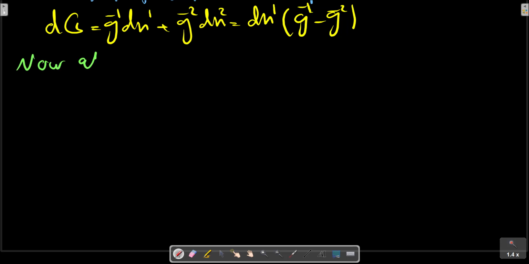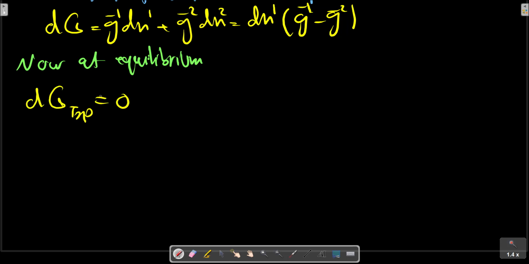Now, at equilibrium, dG is zero. Therefore, at equilibrium we can write that at state 2, that is, under equilibrium condition, the Gibbs function of each phase of a pure substance is equal.